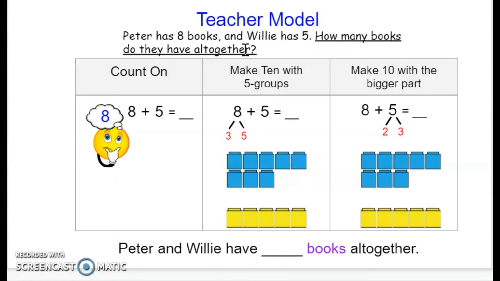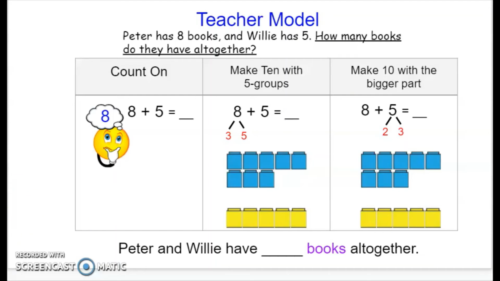Great job. Welcome back, my friends. Were you also thinking that they were asking us to solve for the whole or the total? Great job. Me too. And I know that because I see the words all together. That tells me that I'm usually going to be solving for the whole or the total.